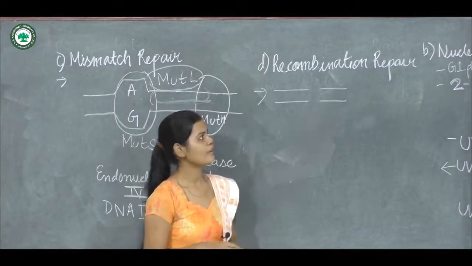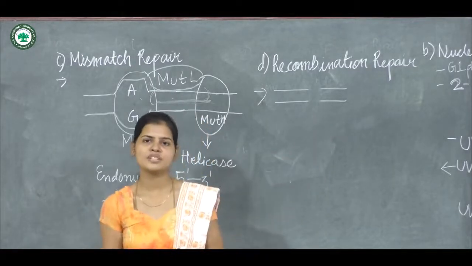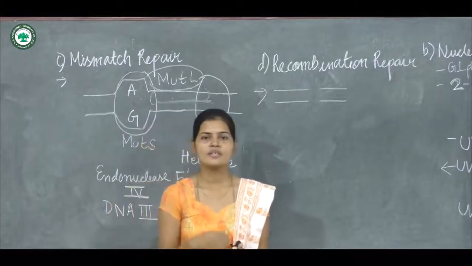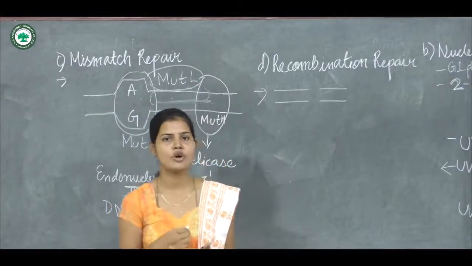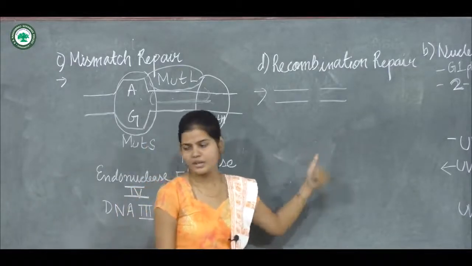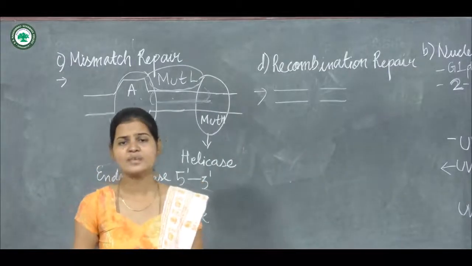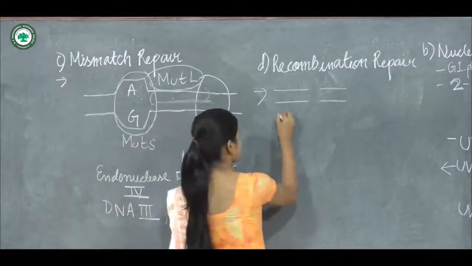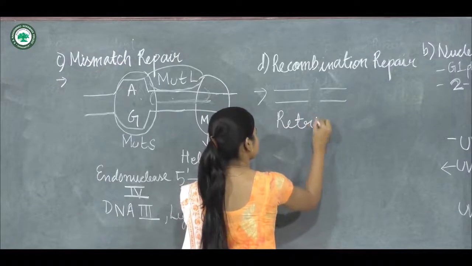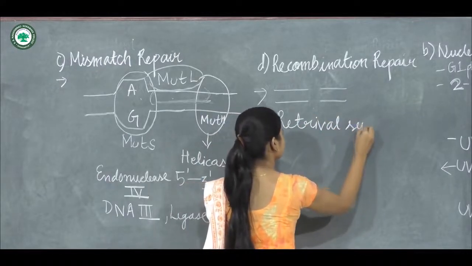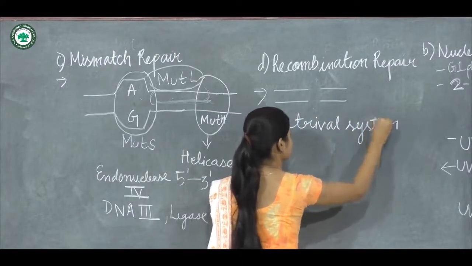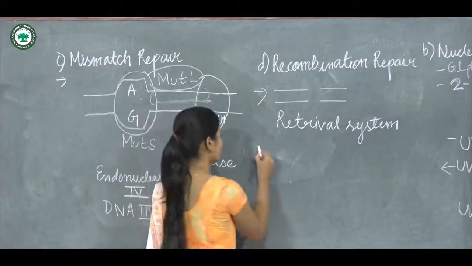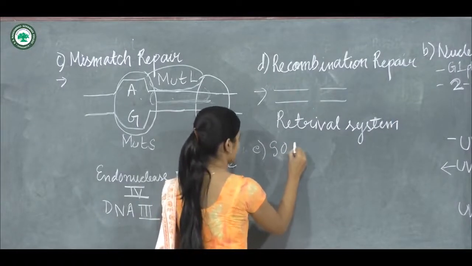So this recombination repair mechanism occurs when there is highly extensive damage to the DNA, and this damage system is also called the retrieval system. Now after that, one more repair system is there, that is SOS.